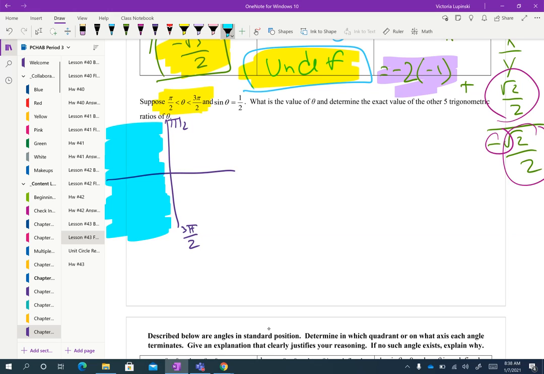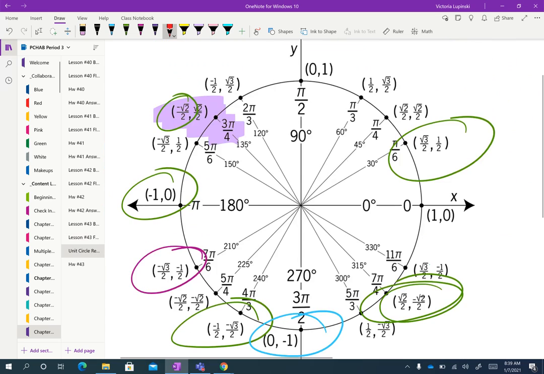Then, because they're telling you that the sine is equal to 1/2, remember that a sine is a y value. You're only going to find a positive y value in the second quadrant, which is how I know I have to be looking in the second quadrant. So now that I've identified that quadrant 2 is where I'm looking, I'm going to go back to my unit circle.